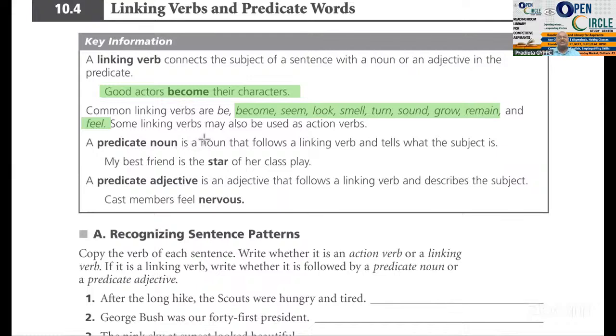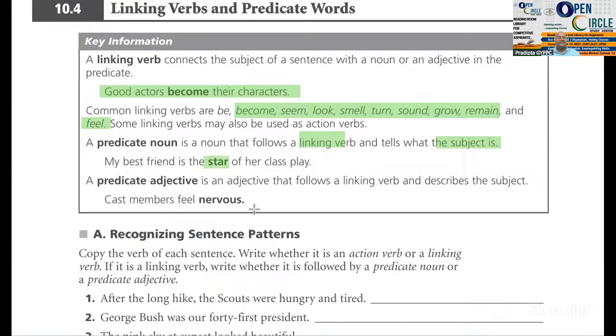Now, there is something called a predicate noun. A predicate noun is that noun which follows the linking verb and tells what the subject is. My best friend is the star of her class play. So, who is the subject? And which word is talking about your best friend? Star. So, star is the predicate noun.